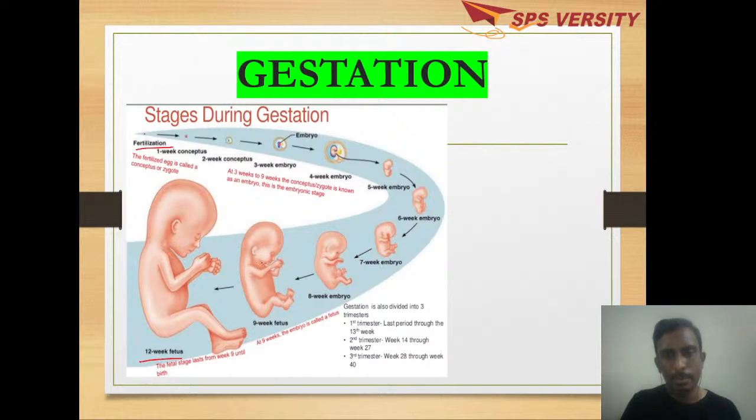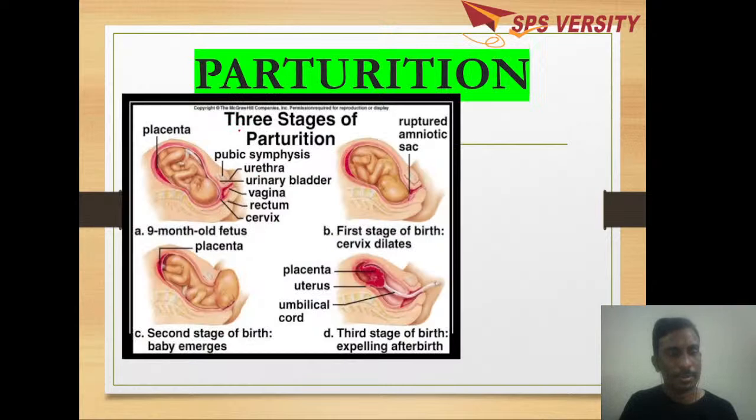So this entire 9 months gestation period is divided into 3 trimesters. First trimester, up to week 13. Second trimester, week 14 to 27. Third trimester, week 28 to week 40. Okay. So 3 trimesters. So now the development has completed. Now it is ready for the delivery.